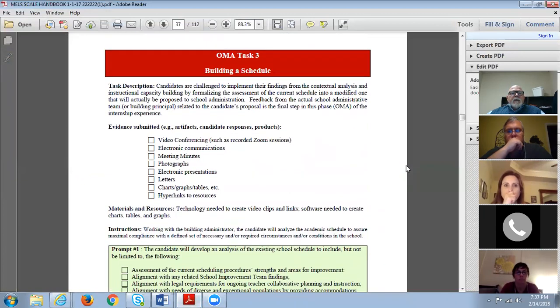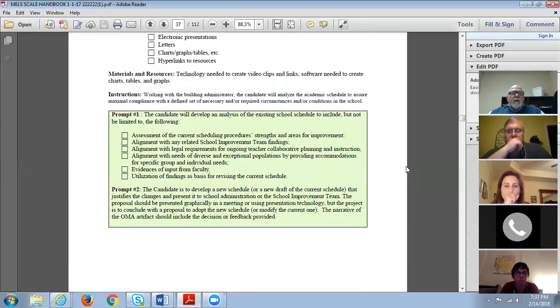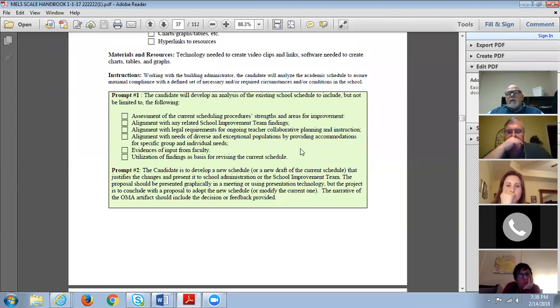Last thing, quickly, as I said, I'm going to look at this one. Please remember, this is OMA Task 3. Here is your prompt. Assessment of scheduling procedures. Not just the schedule itself, but the procedures that put it together. Be sure you got that. Alignment with school improvement team findings, legal requirements, all that. I had you put all that together in task 1. This one should be fairly easy because I made you collect everything in task 1, so you would have it at hand when this one came along. And then candidates develop a new schedule or draft of the current one. It can be the mini schedule, like from the building you're in or the department or something like that, and have a rationale for the changes that you'd like to make.